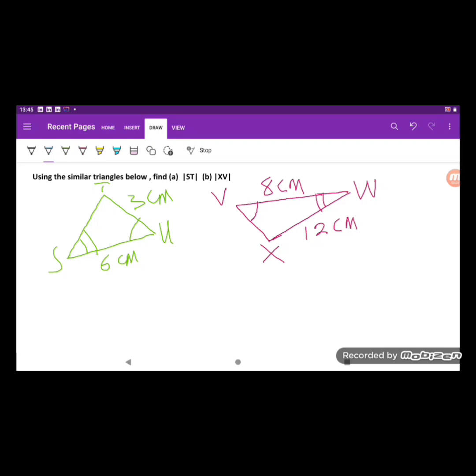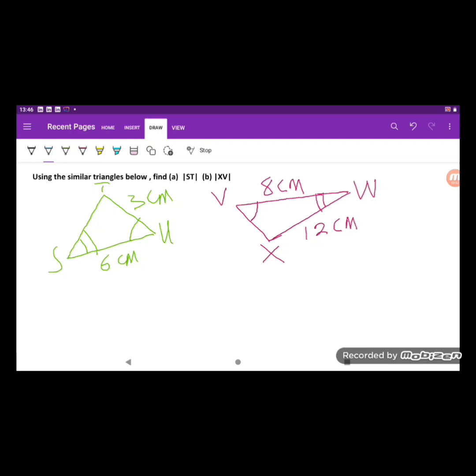Today we are going to be looking at a question on similar triangles. The question says, using the similar triangles below, find A, line ST, and B, line XV. Looking at these two triangles, you will notice that one is bigger than the other based on the values of the sides. They are not drawn to scale.